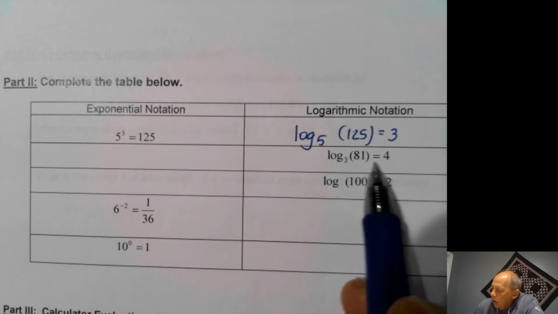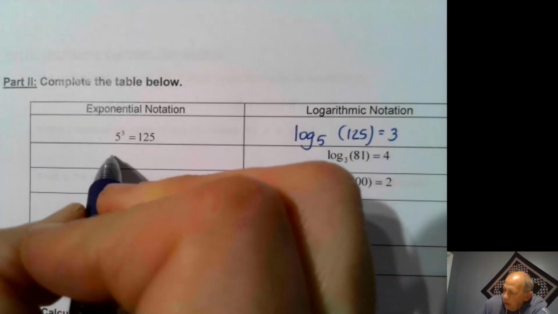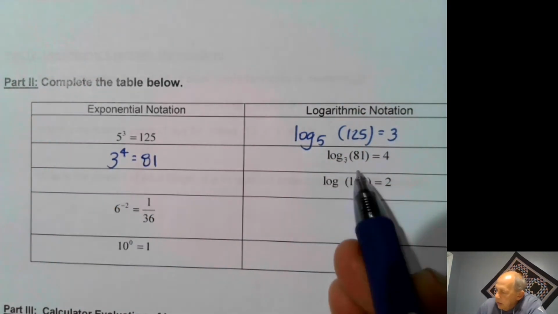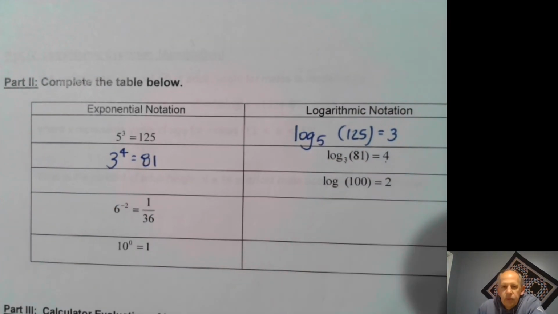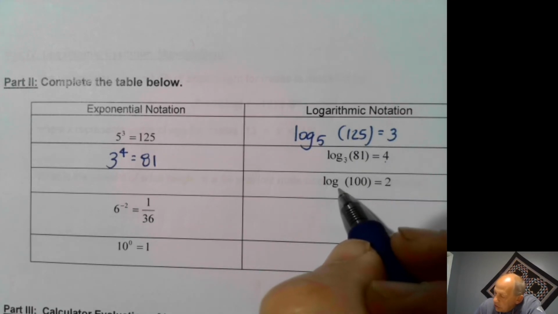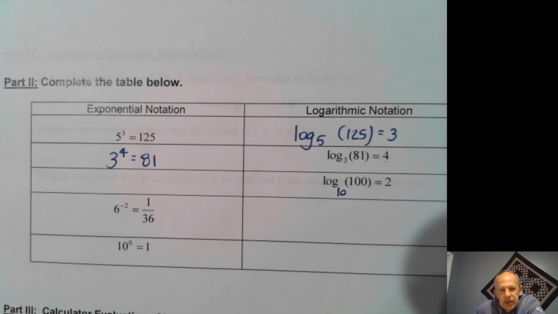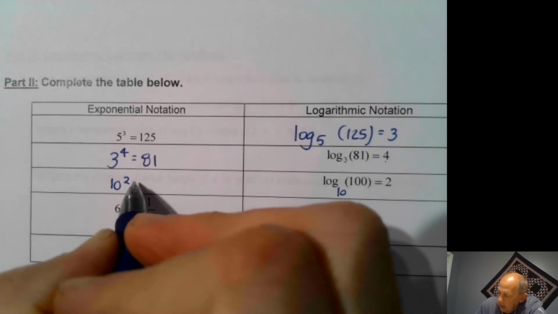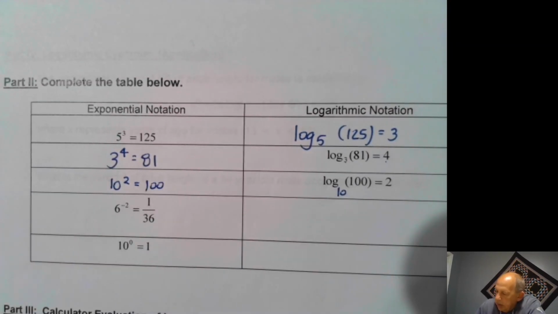Base 3, logarithm, 4, 81. That one's easier. 3 raised to the 4th power is 81. This next one, if there's no base, there's an understood 10. 10 is our standard base. 10 raised to the 2nd power is 100.